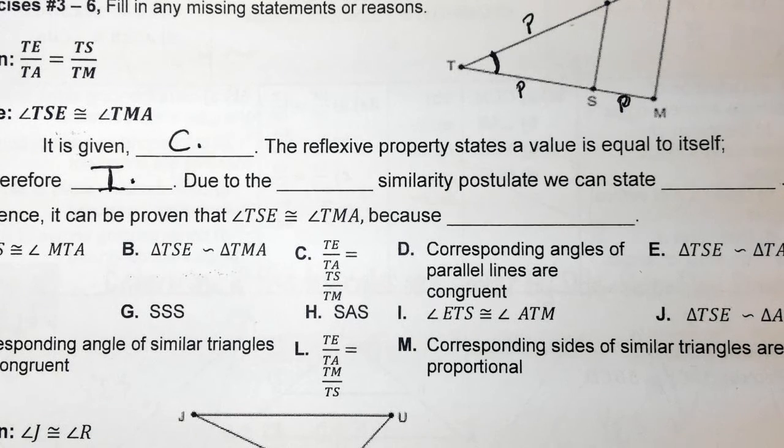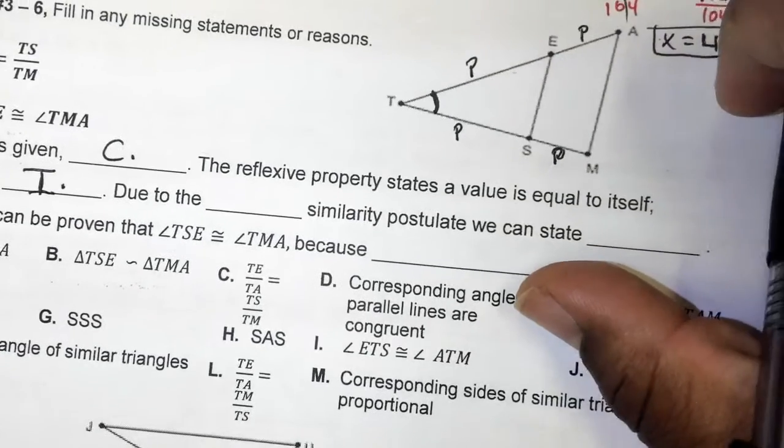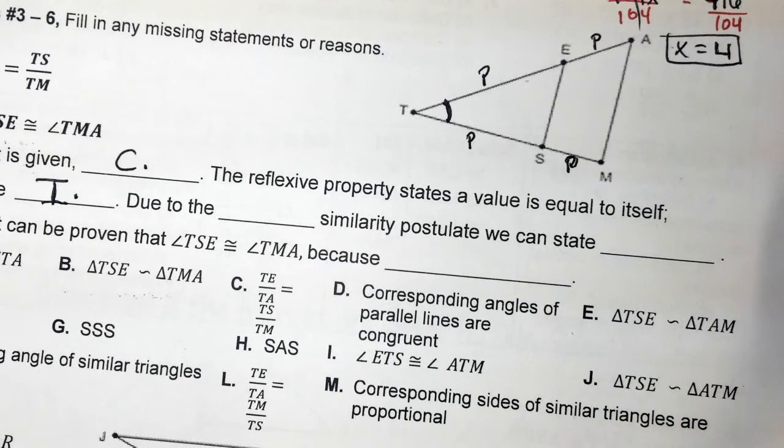Then it says due to the blank similarity postulate, we can state. So at this point, this is where we want to name the similarity postulate. Based on what we've shown on the graph, which similarity are we proving here?